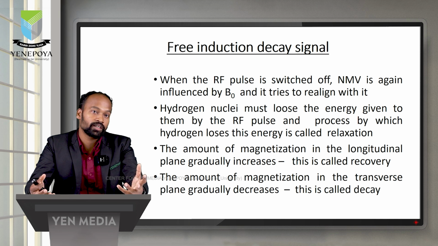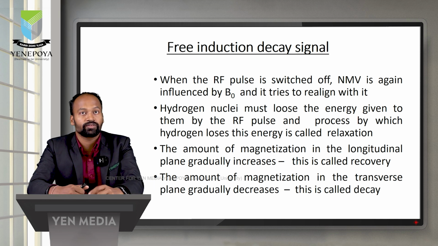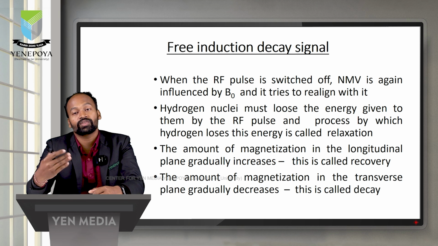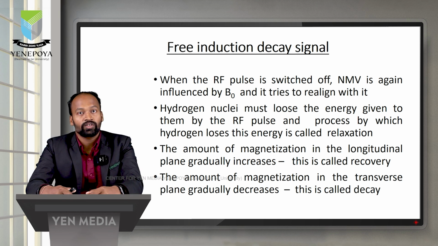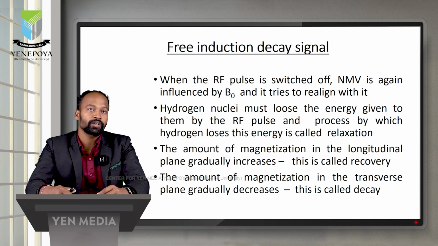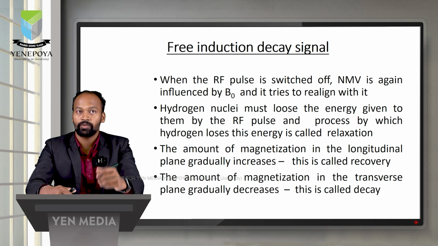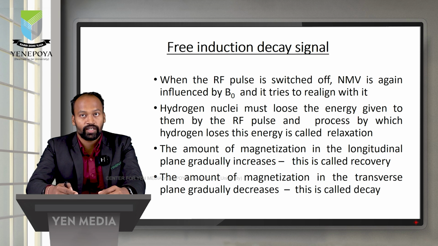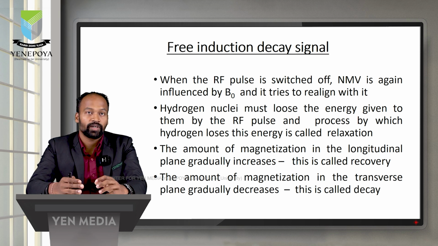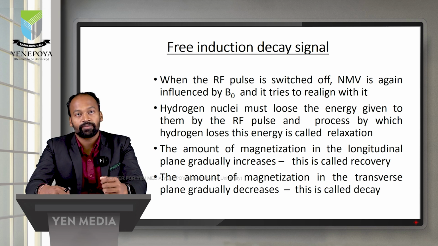So, after giving the excitation pulse we get the MR signals, correct. What will happen after switching off that RF pulse, after switching off that excitation? Free induction decay, the free induction signal, will be produced. When the RF pulse is switched off, the net magnetization vector is again influenced by B naught, the static magnetic field, and it tries to realign with it.